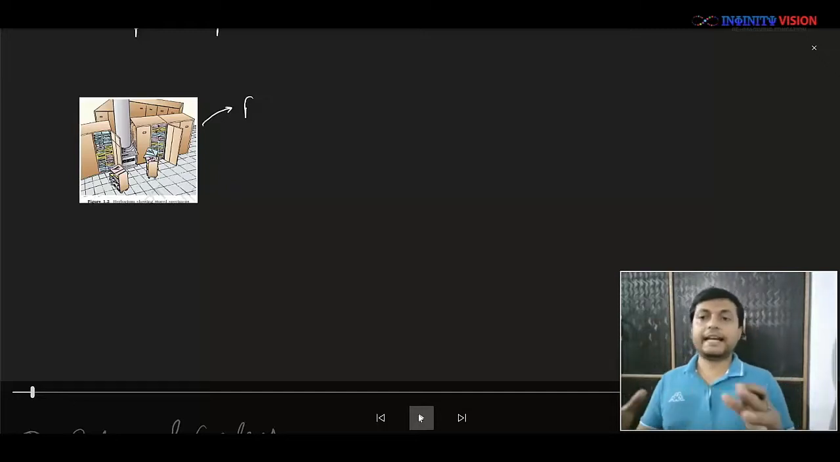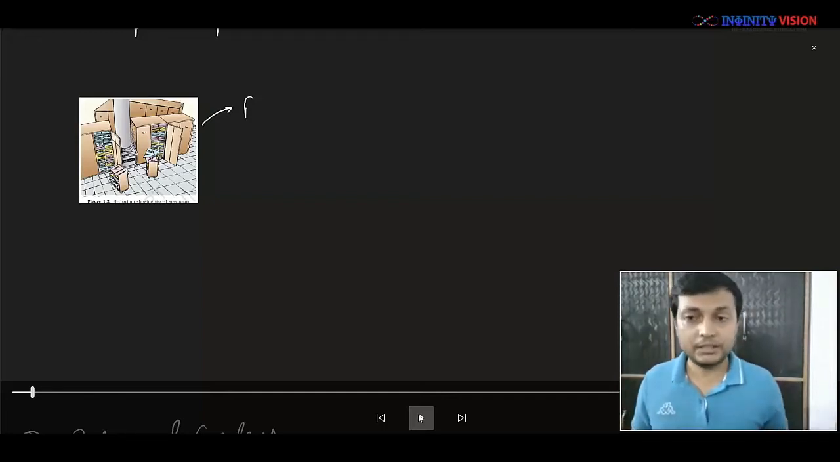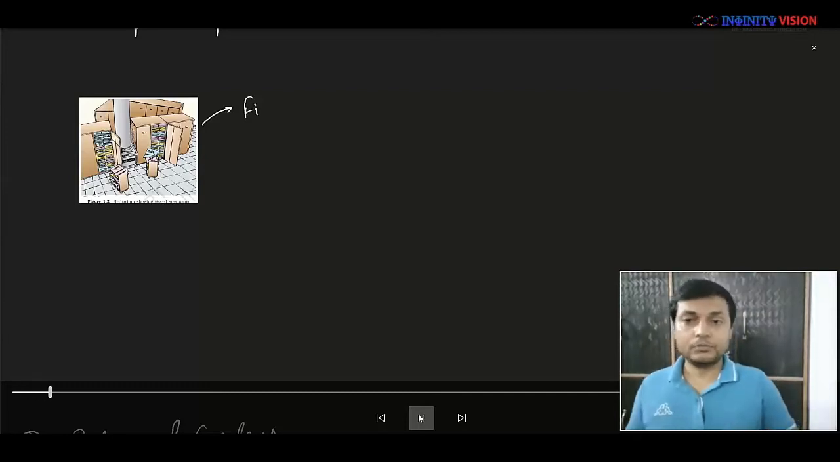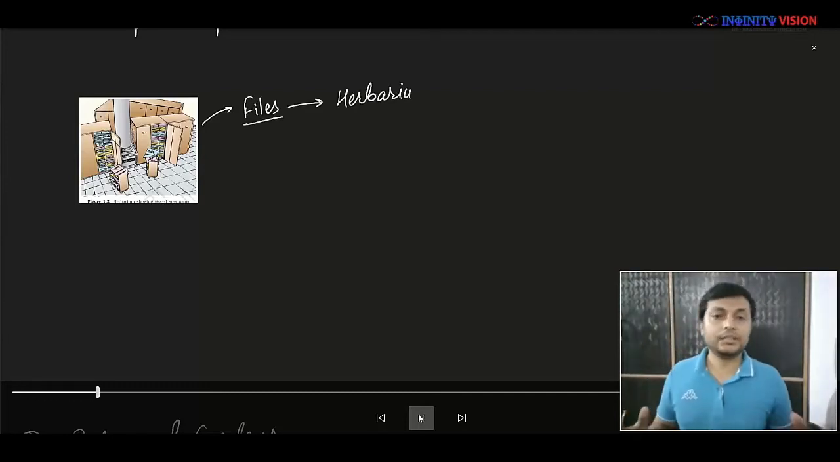Can you see there are racks, and these racks are filled with files? Actually, this image is from the NCERT book. So if you open your book and go to the first chapter, you will find this. So herbarium is a storehouse, and in this storehouse, there are many files, and each file contains various herbarium sheets.